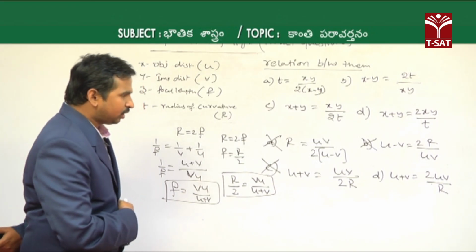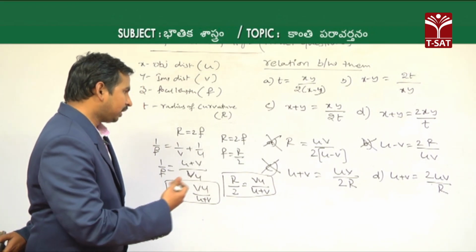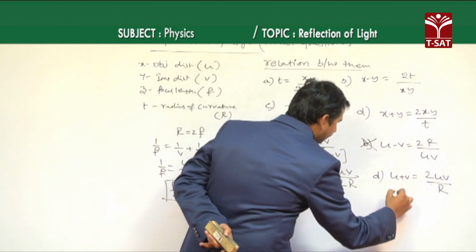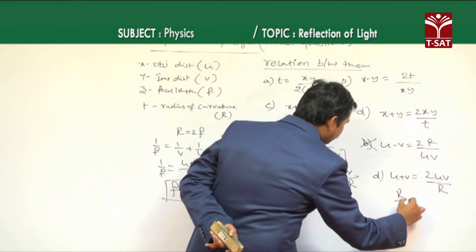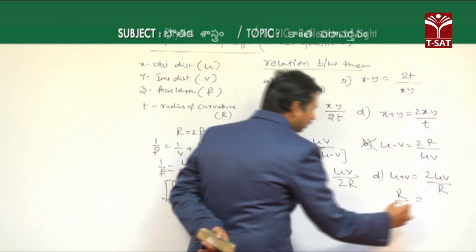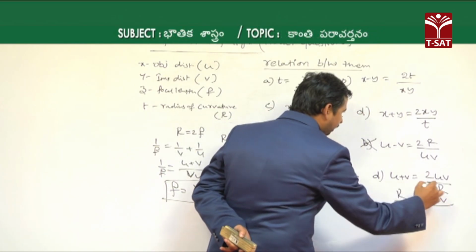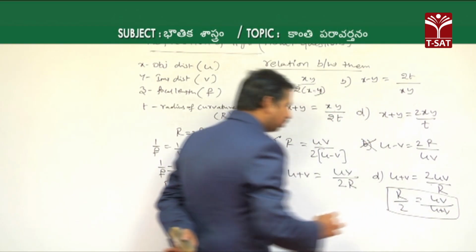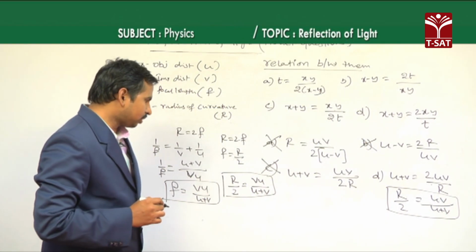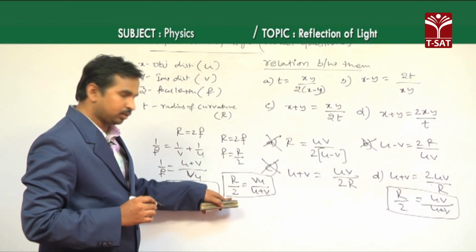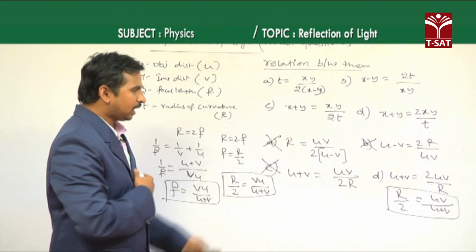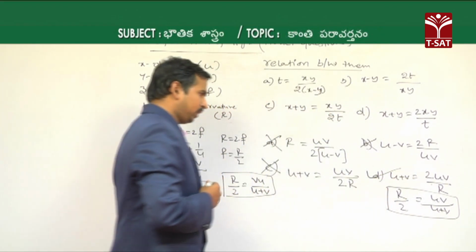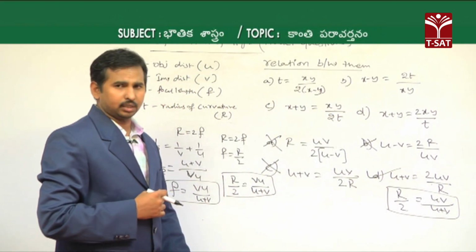And u plus v is equal to 2 uv by r, we can get that one, because if you bring r this side and this u plus v this side, then r by 2 is equal to uv by u plus v, which is the same as our given option. So that is why the answer in this case is D, that is u plus v is equal to 2 uv by r.